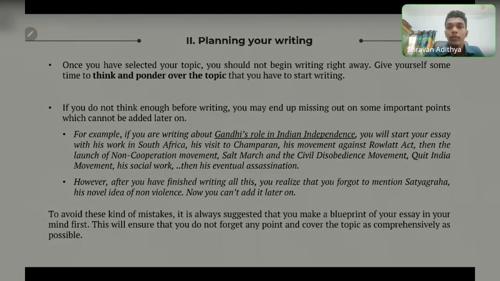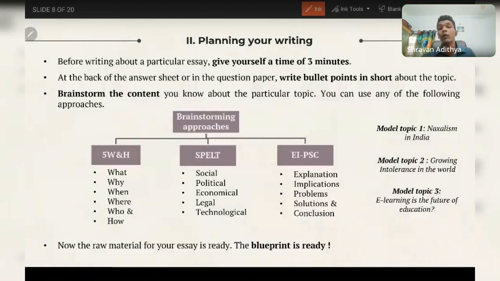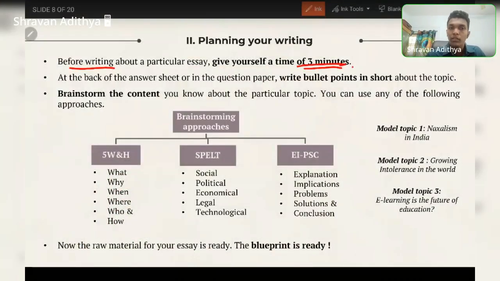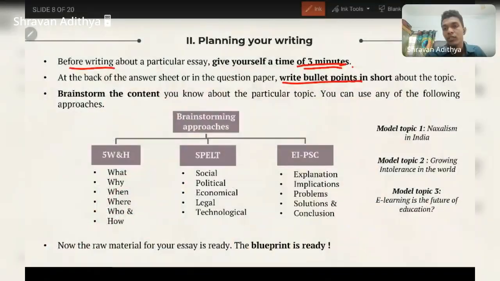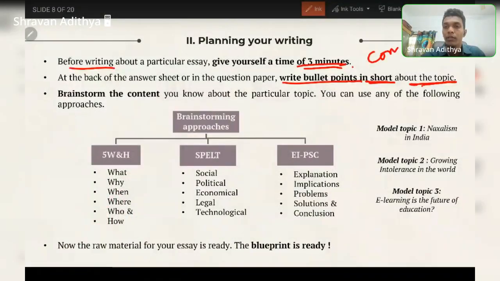So here we are going to discuss how to plan your essay and how to brainstorm the points. Before writing, give yourself about 3 minutes. At the back of the answer sheet or in the question paper, write in short bullet points about the topic. You have to comprehensively cover any topic. You have to holistically cover whatever essay topic is given to you.